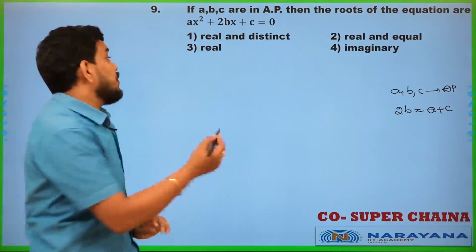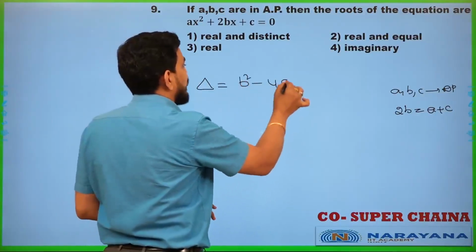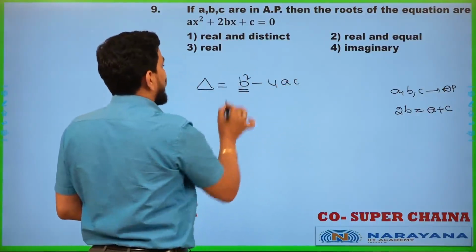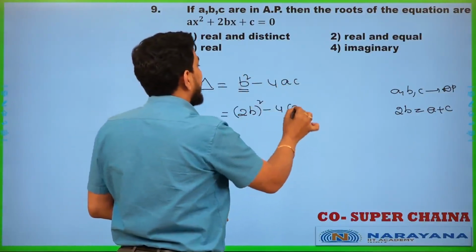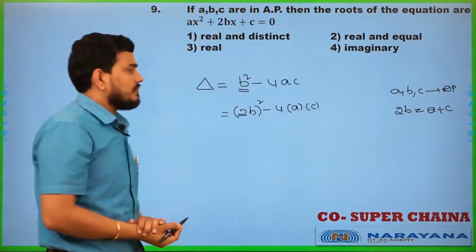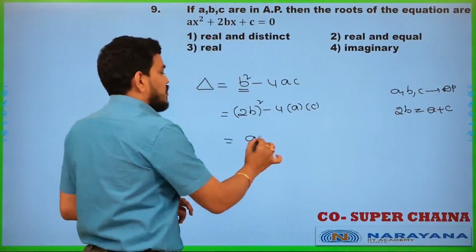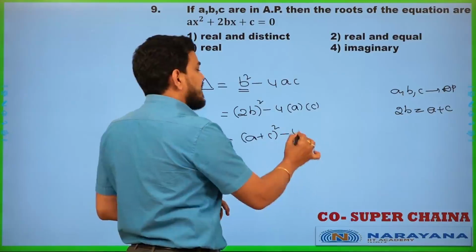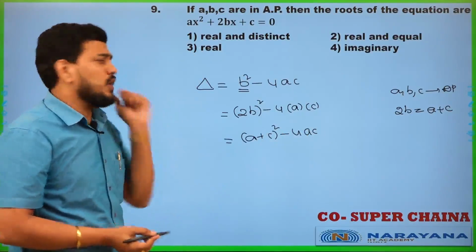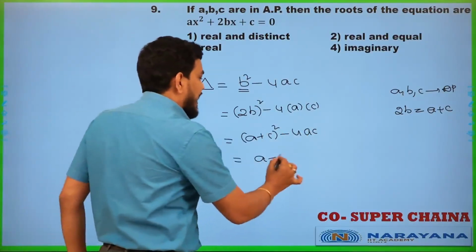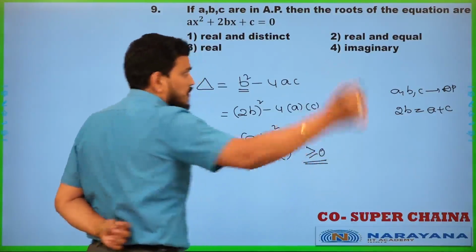So what do I need to do? You have to go for the discriminant. Delta is equal to b square minus 4ac. So in place of b, here you have 2b. So (2b) whole square minus 4 into a into c. So I can write instead of 2b, a plus c. So (a plus c) whole square minus 4ac. You can write it as (a minus c) whole square, which is always greater than or equal to 0.